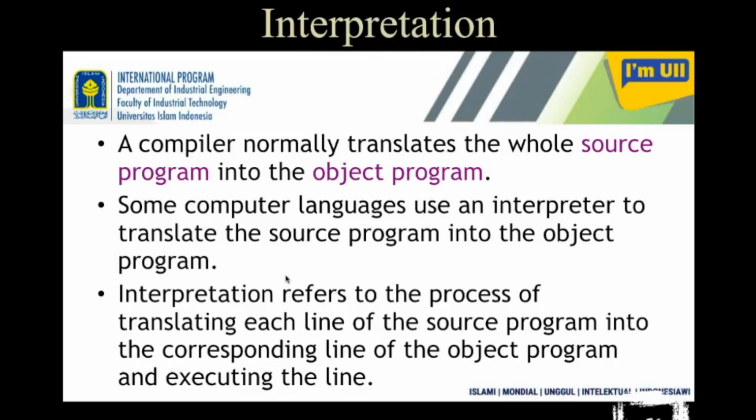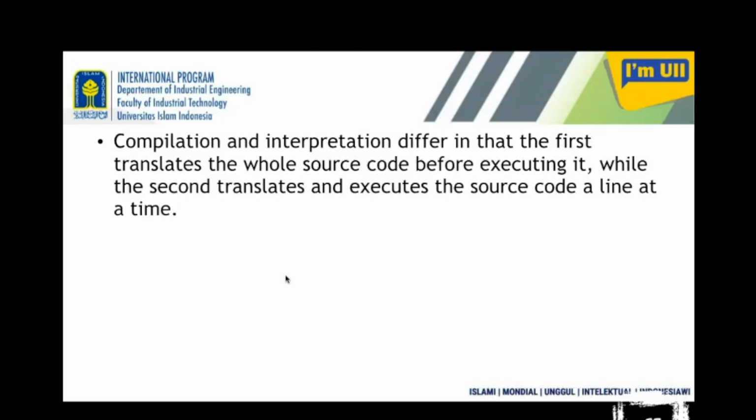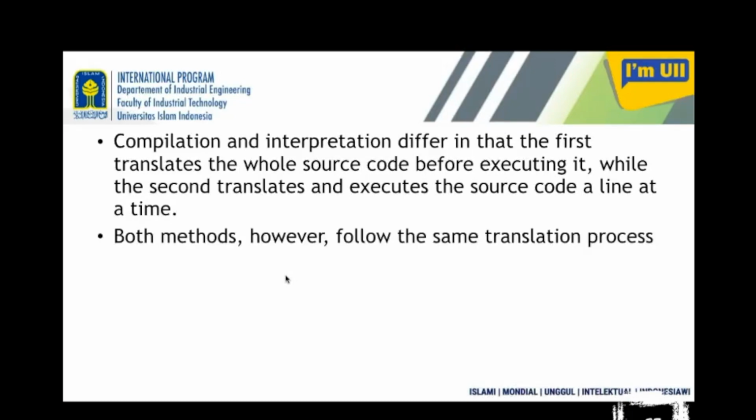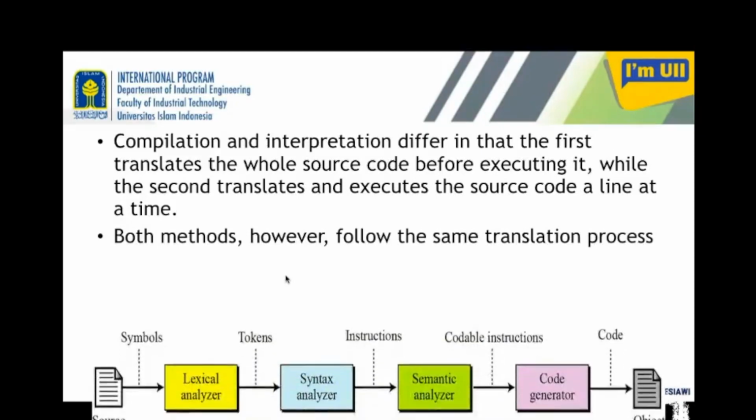Like this way. So interpretation refers to the process of translating each line of the source program into the corresponding line of object program and executing the line. You convert one line into object program and then execute that line. Then the next line comes, then it converts the next line and executes it, line by line. Okay, but the process of converting the source program into object program, whether as a whole or line by line, follows the same process.